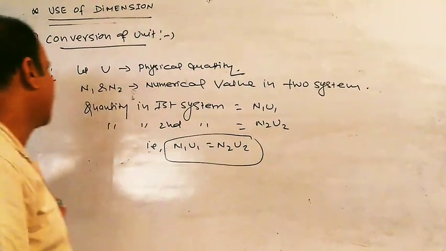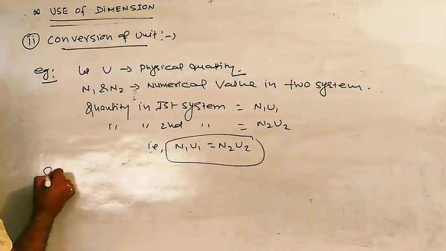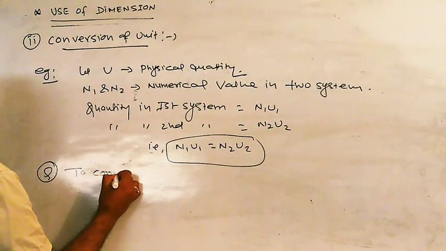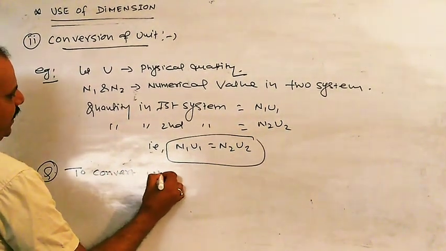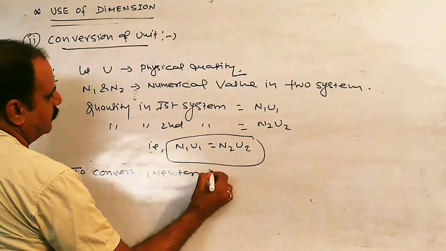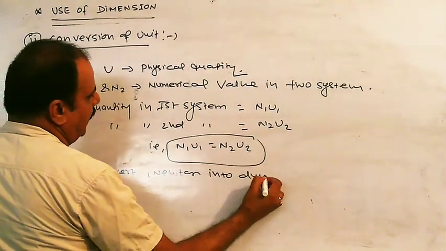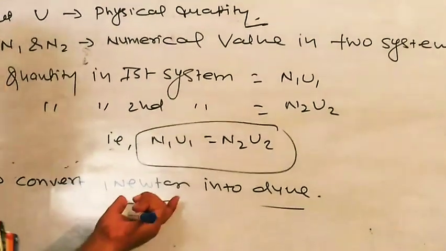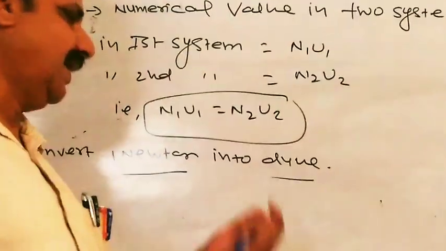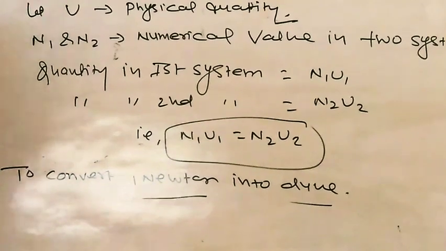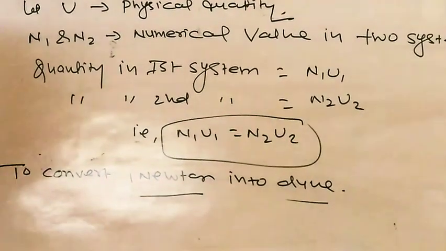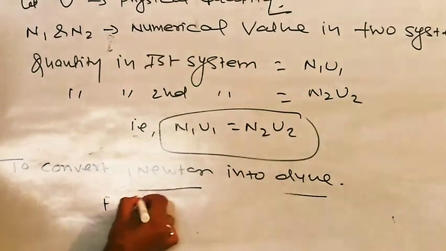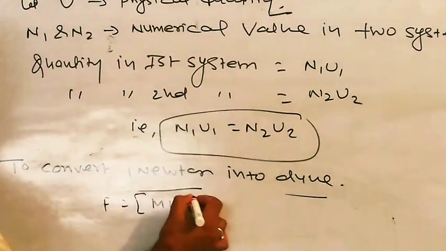Suppose that we have to convert 1 Newton into dyne. So first you choose what is Newton and dyne, which quantity they represent. Newton and dyne are units of force in SI and CGS system. So the physical quantity is force and the dimensional formula of force is MLT minus 2.